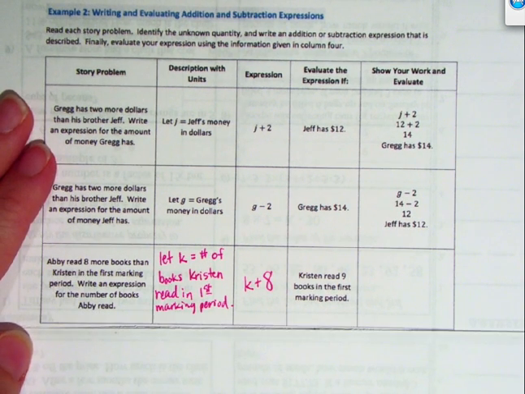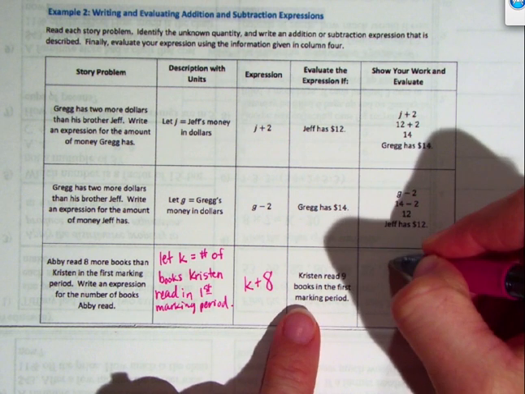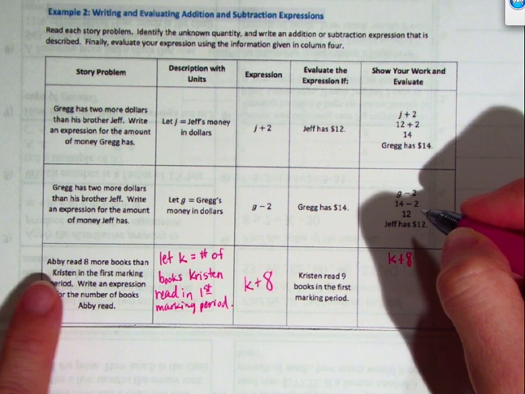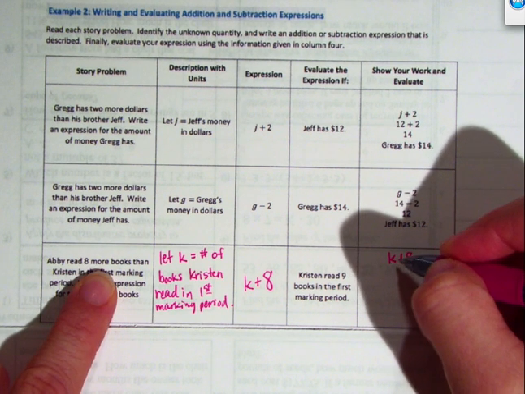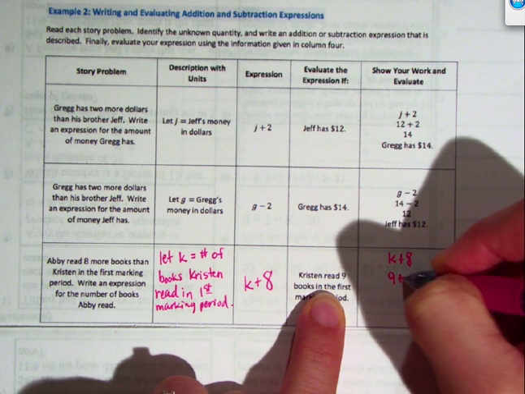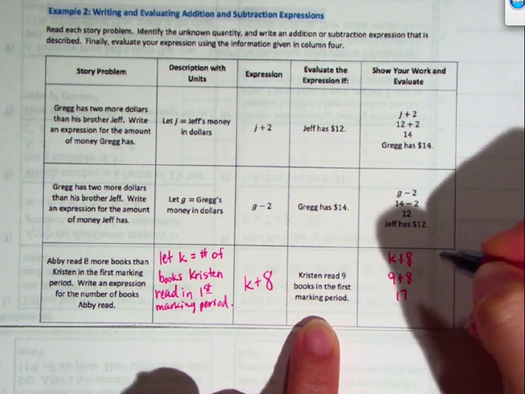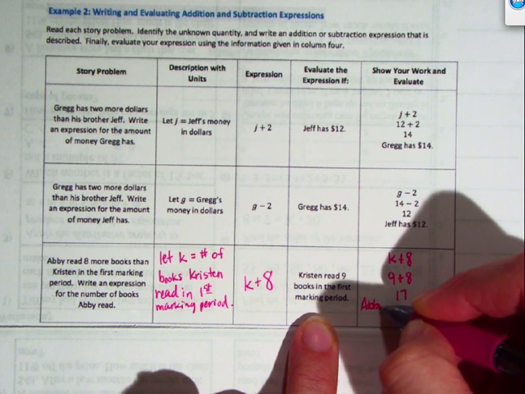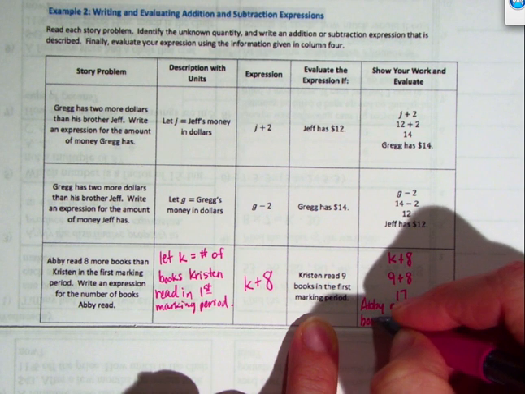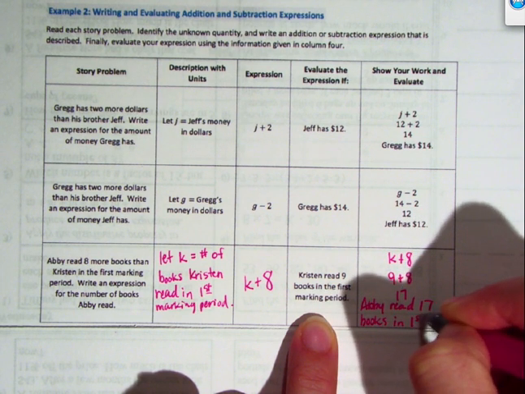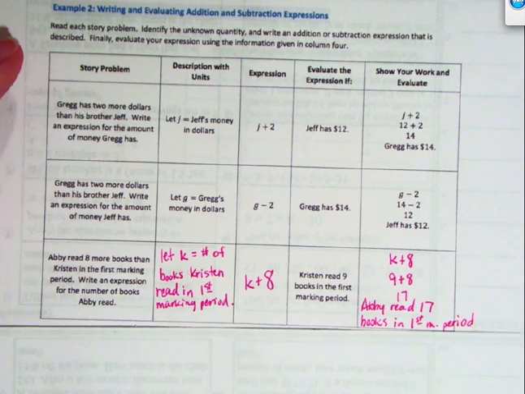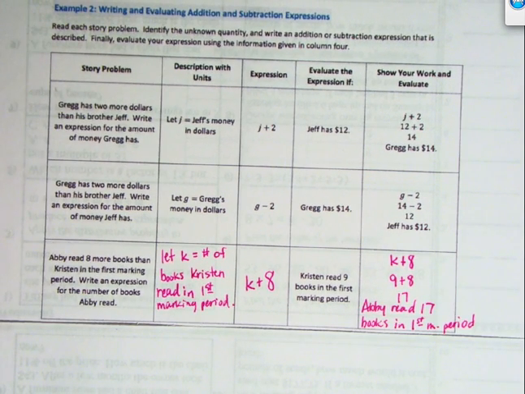Kristen read 9 books in the first marking period, so she did 9. So let's show our work. We start with our expression. Abby read Kristen's books plus 8 more. Kristen read 9, so we'll plug in 9 plus 8 is 17. So we know that Abby read 17 books in the first marking period. I'm going to have to abbreviate there, but I still want to make sure that we know it's in the first marking period.